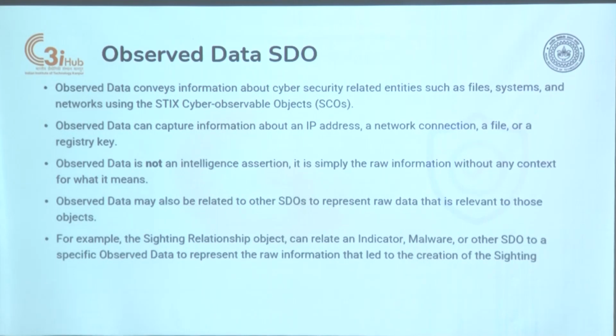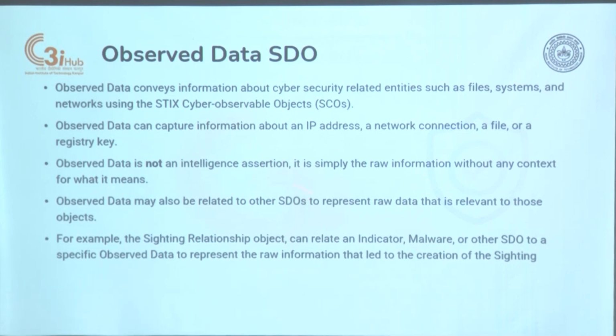Now, observed data. So, whenever you are going to be attacked, if you have detection capabilities, as I was saying that you have to have the detection capabilities, then you have to have the ability to observe certain data such as files, systems, networks, and usually those are captured as STIX cyber observable objects or SCOs. So, it can also capture information about IP address, a network connection, a file or a registry key, etc.